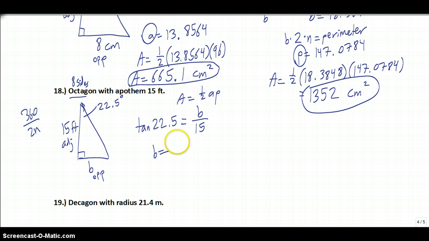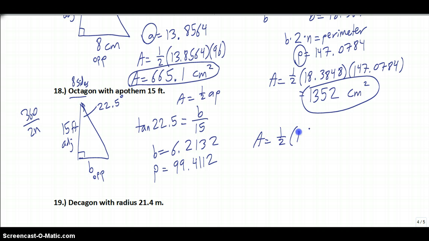and I got B to be 6.2132. Again, just like before, double this and then multiply by the number of sides, which is 8. So I'm going to take 6.2132 times 2 times 8. So my perimeter is 99.4112. And then you just plug it in your formula.